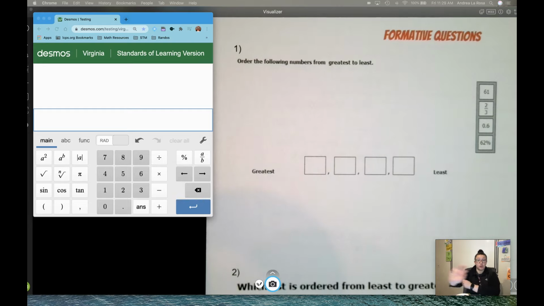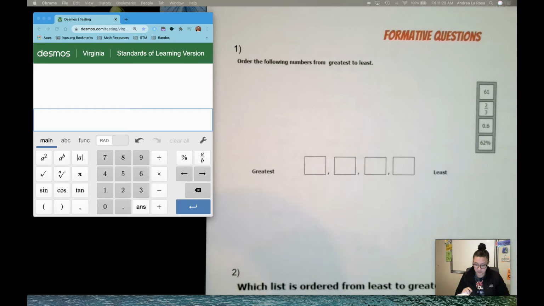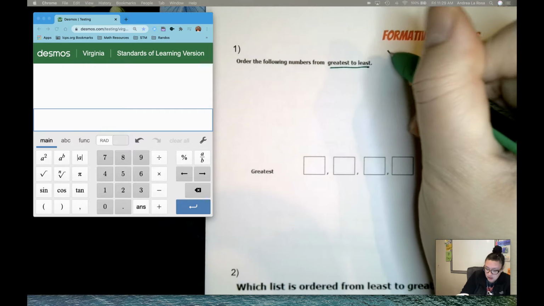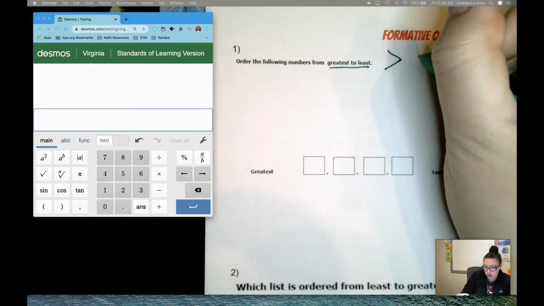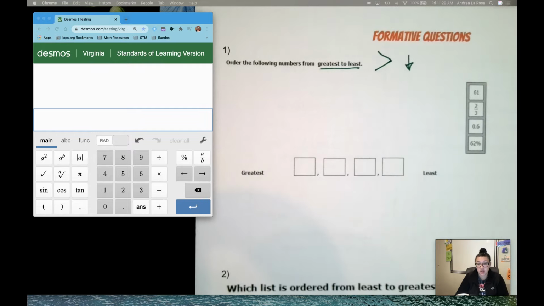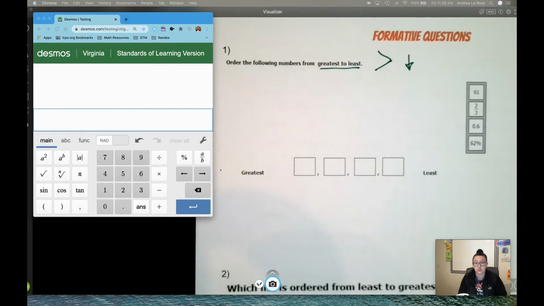So, formative question number one. We need to put those numbers in order from greatest to least. So that means I'm going from big to small. My numbers should be going down. I've already got 61. That's a decimal for me.